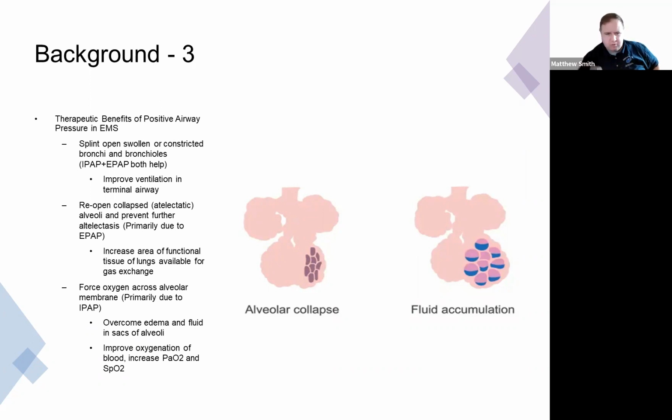So those are our primary therapeutic benefits of CPAP. Splinting open bronchi and bronchioles that are swollen or constricted, reopening collapsed or atelectatic alveoli and preventing further atelectasis, and then finally forcing oxygen across the alveolar membrane and improving diffusion.